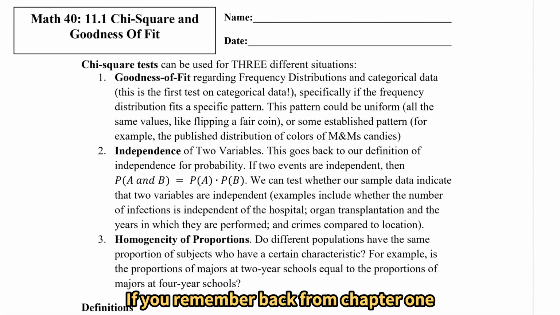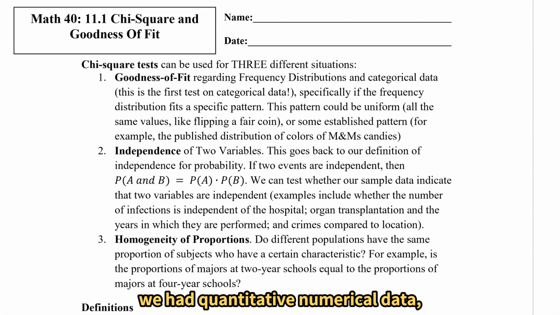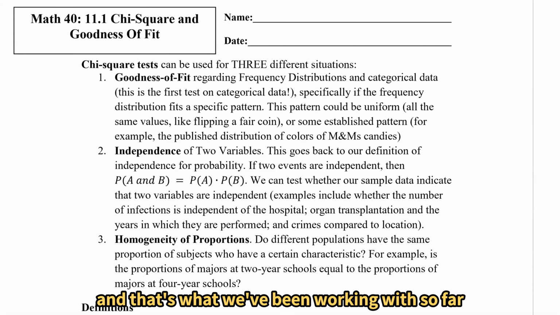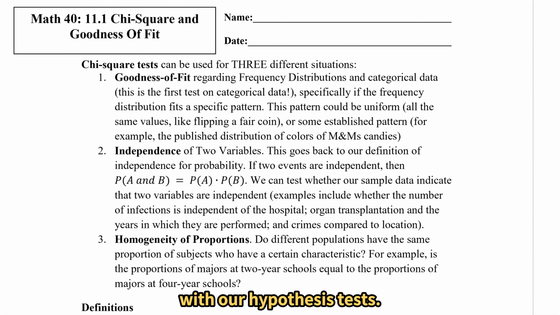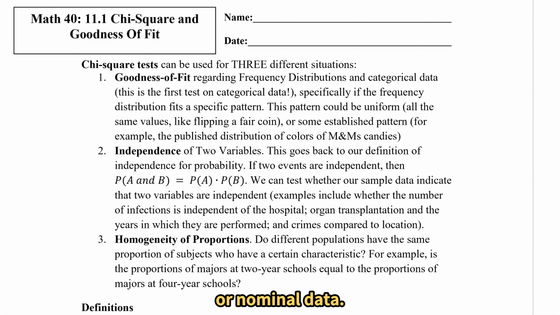The goodness of fit is actually our first hypothesis test on categorical data. If you remember back from chapter 1, when we talked about the different types of data, we had quantitative numerical data or qualitative categorical data. Quantitative was all about numbers, and that's what we've been working with so far with our hypothesis tests. But here, for a goodness of fit test, we can actually use this test on categorical or nominal data.